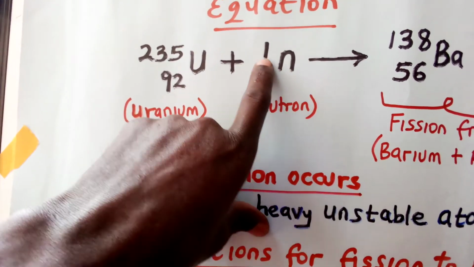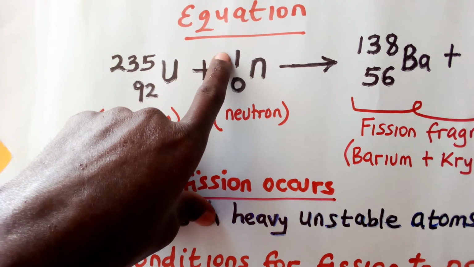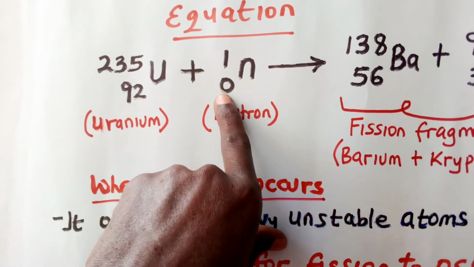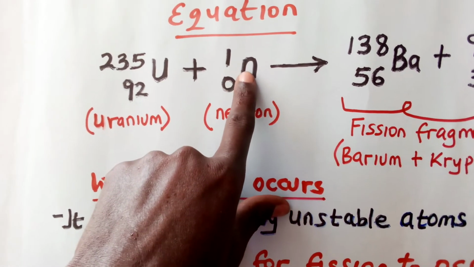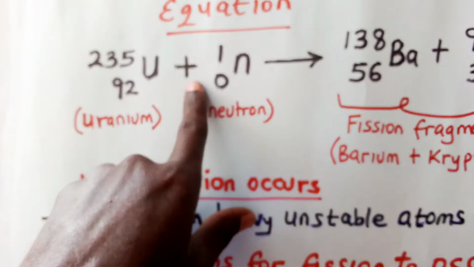Then up you write 1. What does that mean? The mass number. The mass number of a neutron is 1. The atomic number is what? 0. So when this neutron hits a uranium atom, that's why we are adding. They come together. What happens?